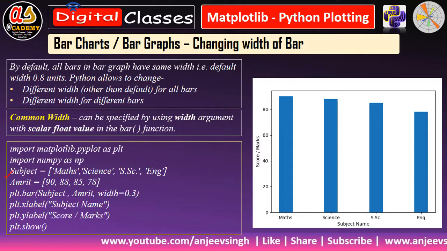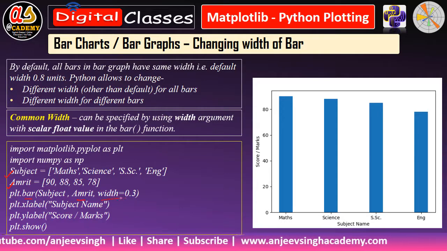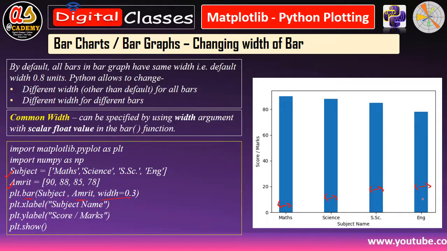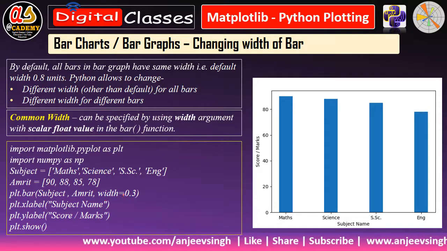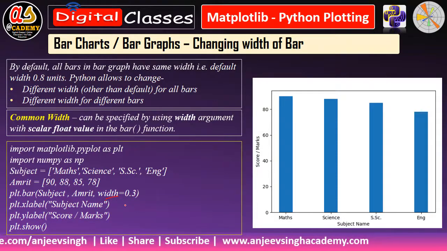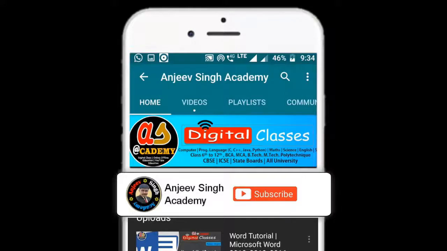So let's understand how we can give the same width to each and every bar. Look at this. This is my subject, this is Amrit, and now I'm calling the bar function, passing Amrit here, and setting width equal to 0.3. This is called the width. Actually, height depends upon the y-axis value, and width depends upon the width argument and whatever value you have given. If you do not mention this argument in your plt.bar function, in that case the width will be 0.8. Let's see it with the help of an example.